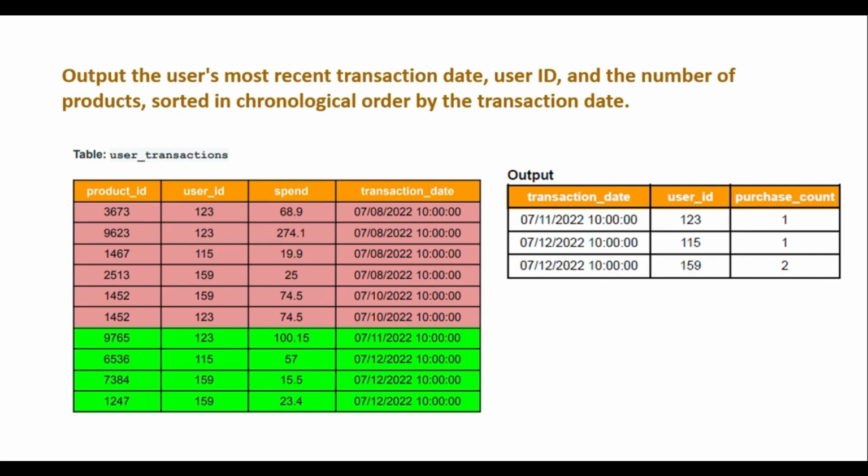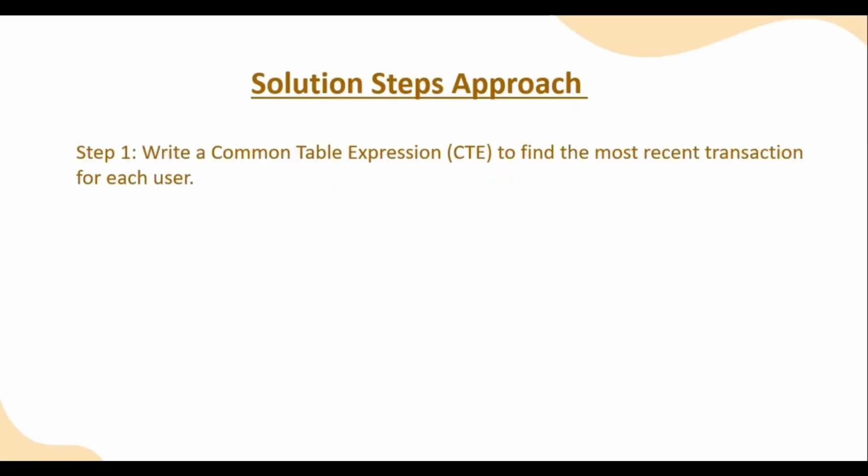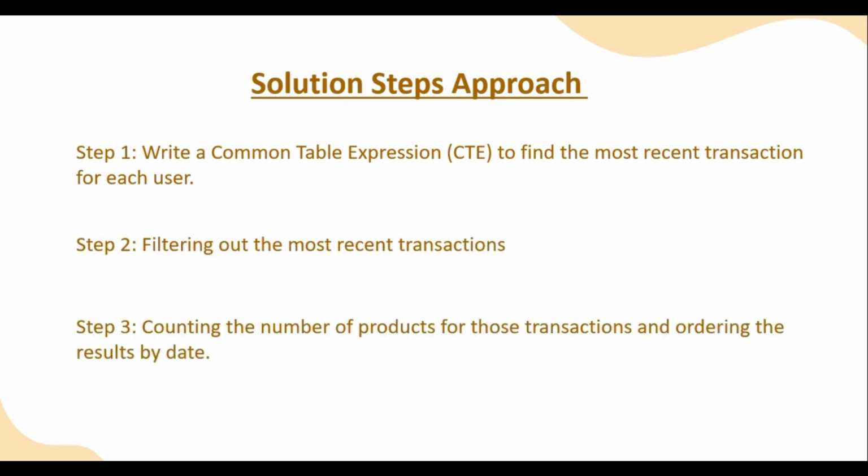You can also pause the video here and think through your approach, like what methods to follow and what approach you're going to apply to get the expected output. So first of all, we are going to write a CTE to find the most recent transaction date for each user. In the second step, we will just filter out the most recent transaction dates. And in the last step, we will just count the number of products for those transactions, and we'll just order the results by date, since we want them in chronological order, from earliest to latest.